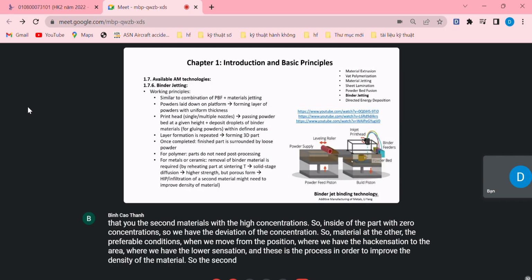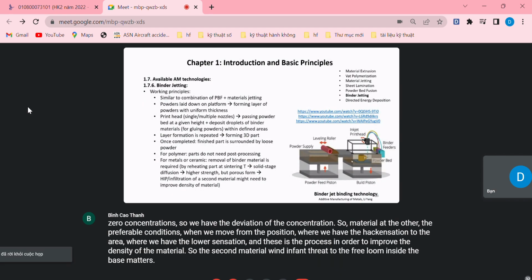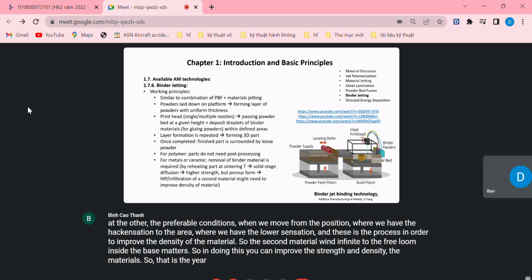So the second material will infiltrate into the free volume inside the base material. In doing this, you can improve the strength and the density of the materials. So that is the idea of the process.